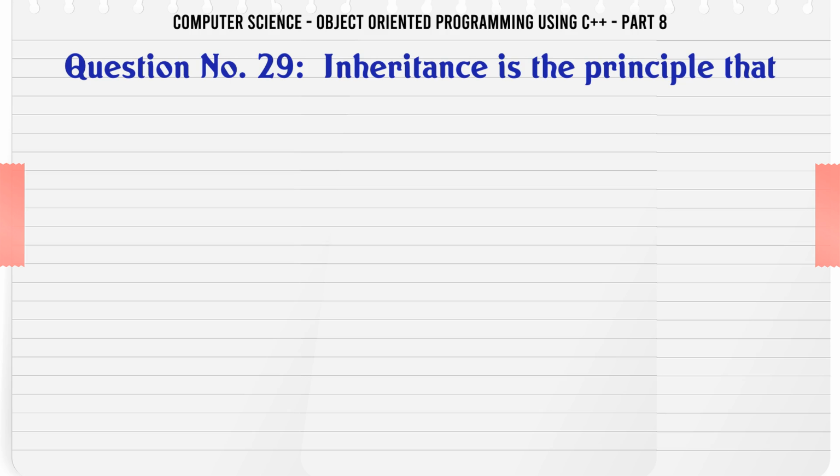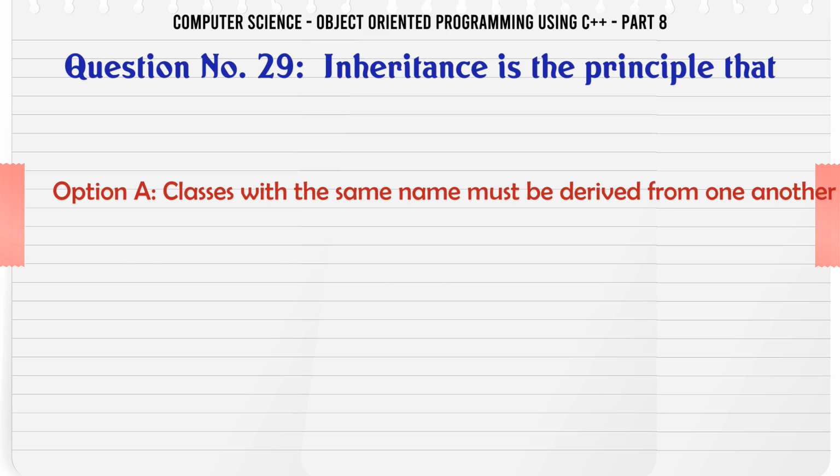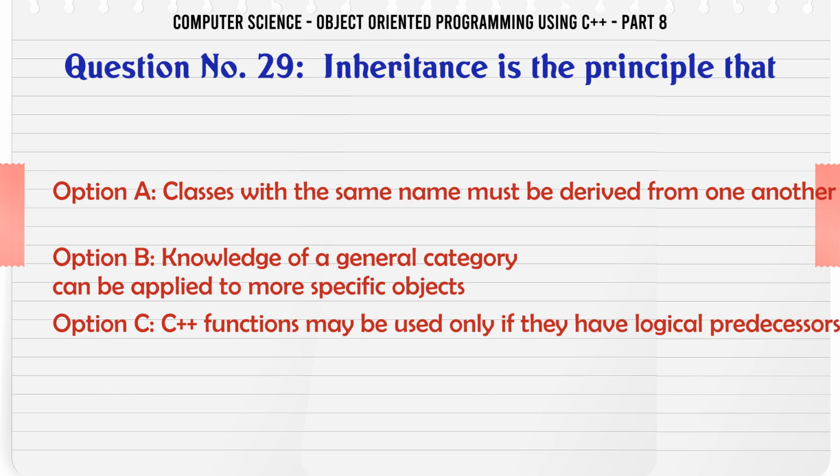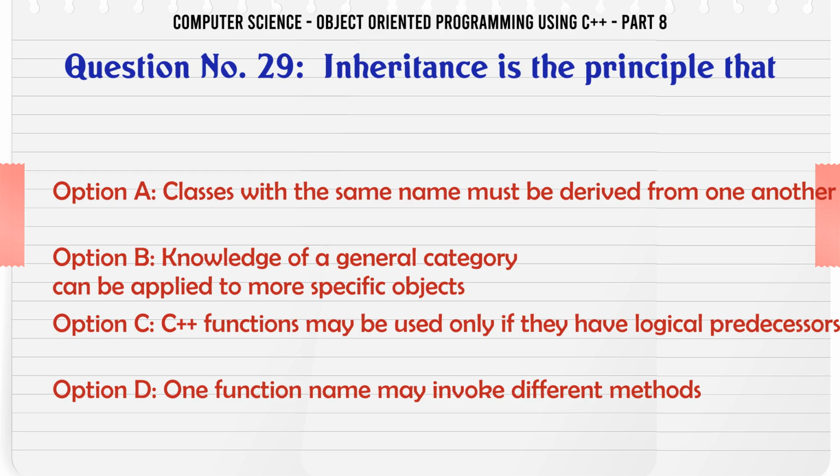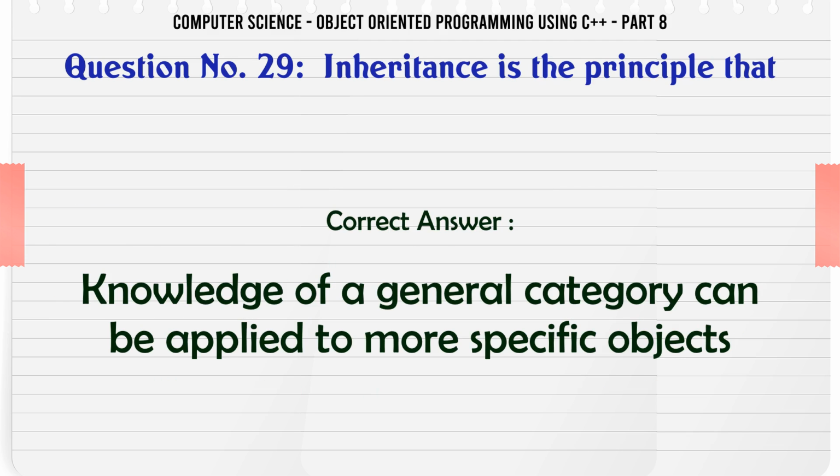Inheritance is the principle that A. Classes with the same name must be derived from one another. B. Knowledge of a general category can be applied to more specific objects. C. Functions may be used only if they have logical predecessors. D. One function name may invoke different methods. The correct answer is knowledge of a general category can be applied to more specific objects.